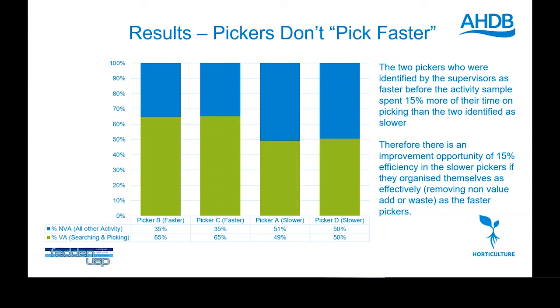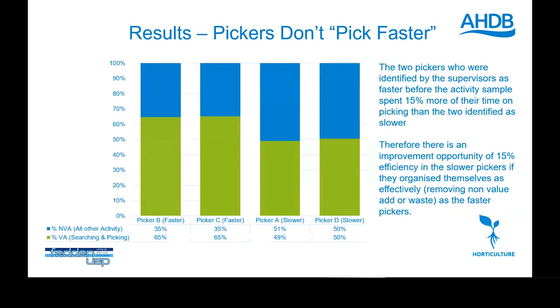So as I said, these two fast and slow pickers were identified by the supervisors before we started the activity sample. And the fast ones spent 15% more of their time on picking than the slower ones. So that 15% is an easier opportunity than maybe some of the other things about how you improve people's actual picking dexterity, etc. So there's some opportunities that come from this that are fairly simpler to fix. And what we were told was just that those two pickers, picker B and picker C, were faster, and there was not particular evidence that they were faster, they were just better organized.